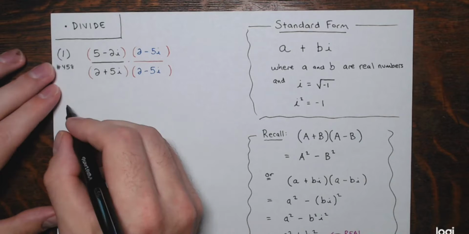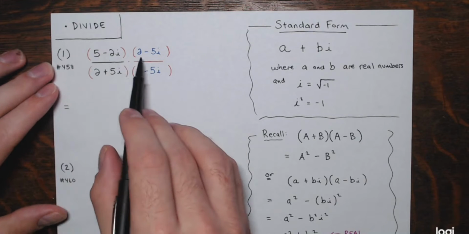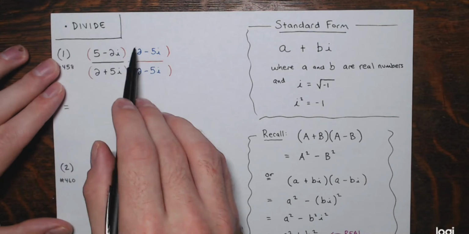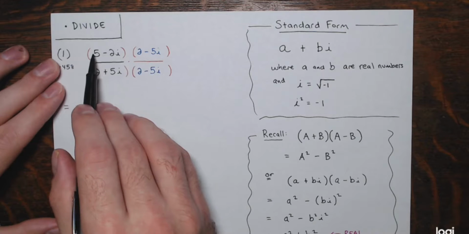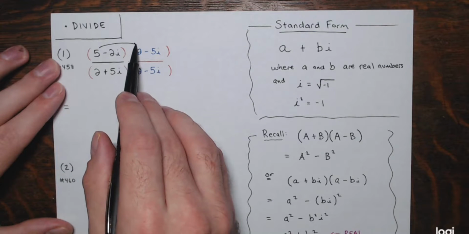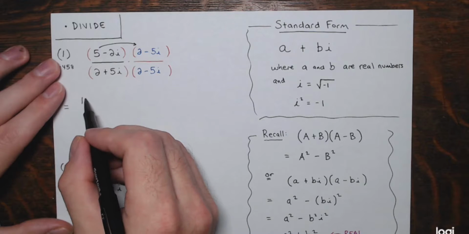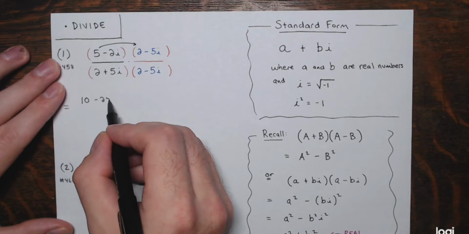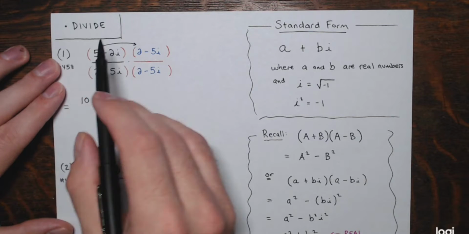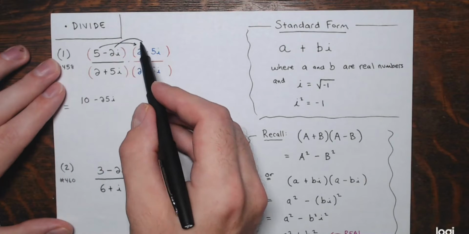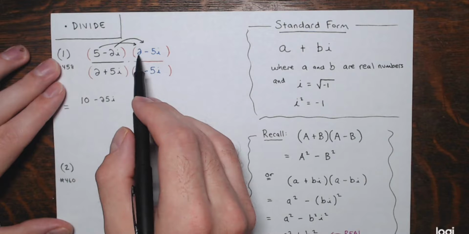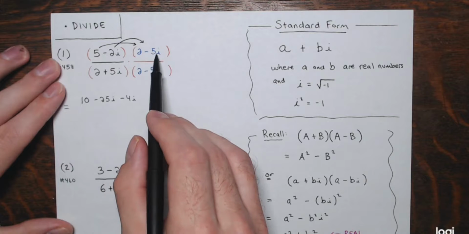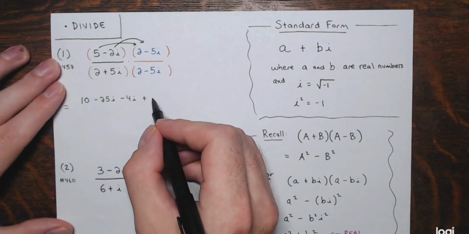Now the numerator. I did a video before this on multiplying complex numbers. You just do a lot of distributing. So distribute the 5. I'll just draw one arrow. 5 times 2 is 10. And 5 times negative 5i would be negative 25i. Then I'm done with the 5, and I move over to the negative 2i and distribute that. Negative 2i times 2 is negative 4i. And negative 2i times negative 5i would be positive 10i squared.